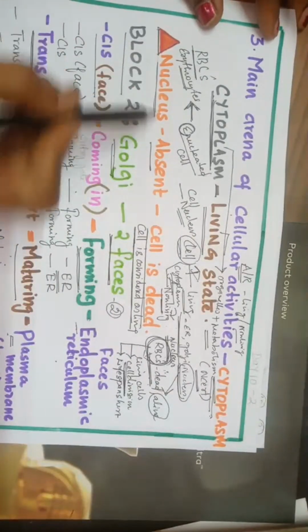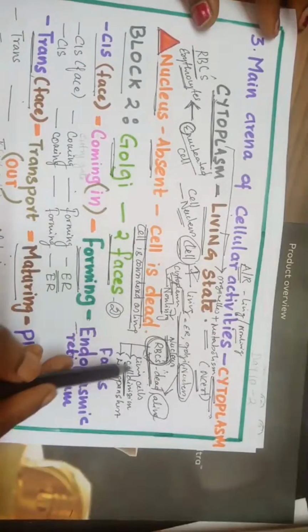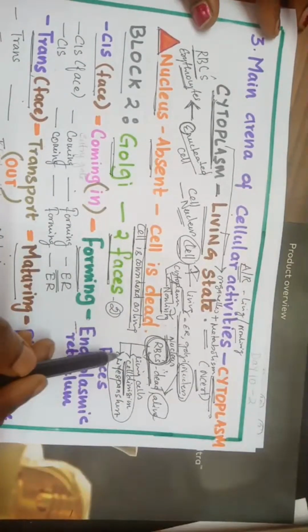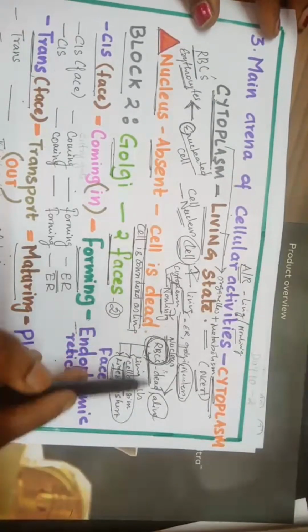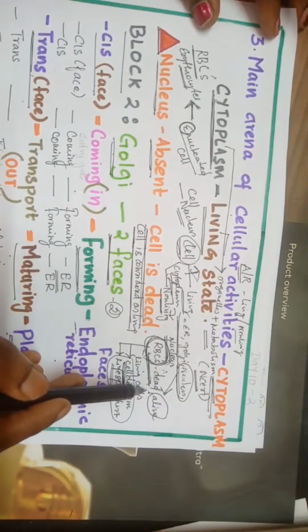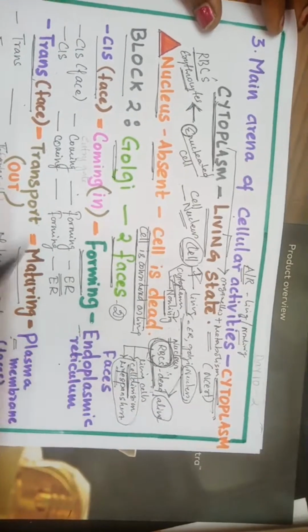Next, if the nucleus is absent, the cell is not considered dead. It is not able to undergo cell division and the cell will have a shorter lifespan. So RBC is a living cell. It's not a dead cell. This is the answer for the question in the NCERT.